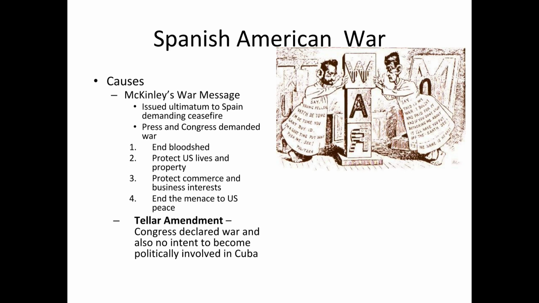So Congress declares war, but according to the Teller Amendment, there's no intent to become politically involved in Cuba, because there were anti-imperialists who were like, okay, we'll help the Cubans out, but we don't want to take over their country.